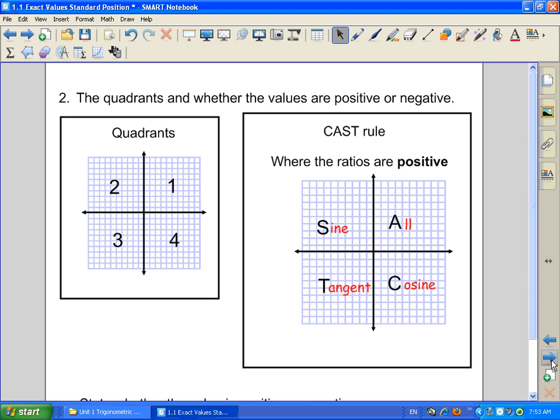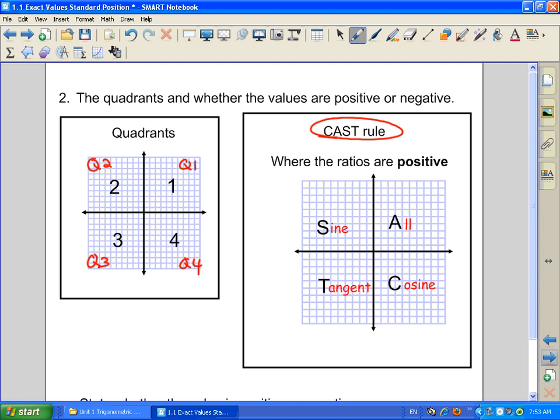So what we're going to investigate now is quadrants and when your trig ratios within a grid system are positive or negative. So just remember, guys, that when we do quadrants, this is Q1, this is Q2, you go counterclockwise, this is Q3, this is Q4. And how do we use that to help us? We use it based on the CAST rule.